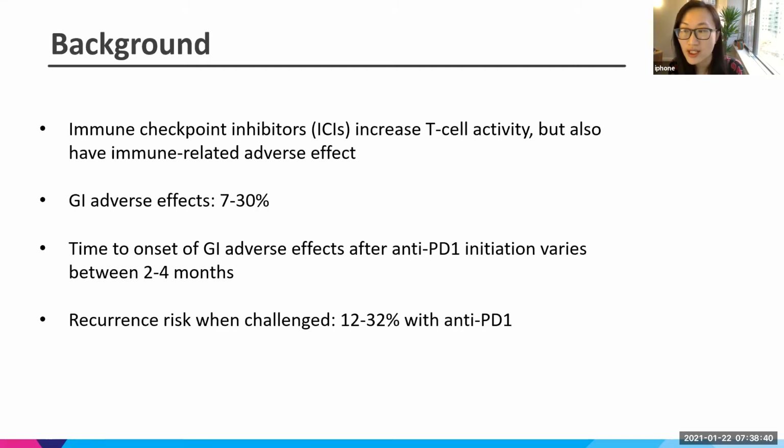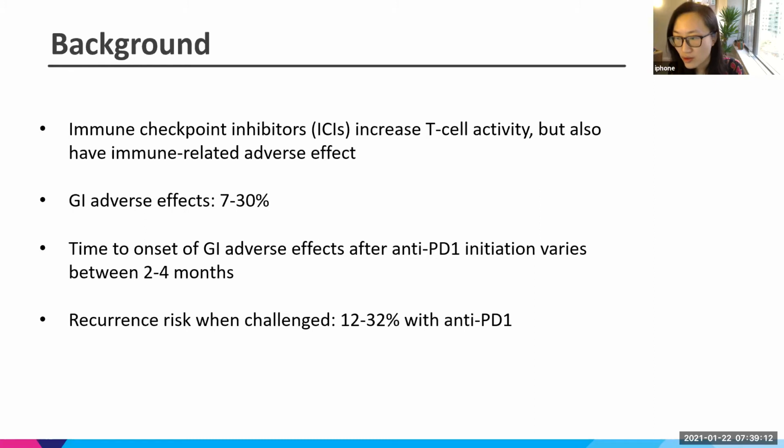Specifically for anti-PD-L1, including nivolumab, the time to onset is usually between 2 to 4 months. This guy was like 9 months out, so it was a little bit more unusual, but certainly still possible. In terms of the type of GI immune adverse effects that you can see: acute colitis, microscopic colitis, upper GI tract inflammation, and also pseudo-obstruction, with acute colitis being the most common.